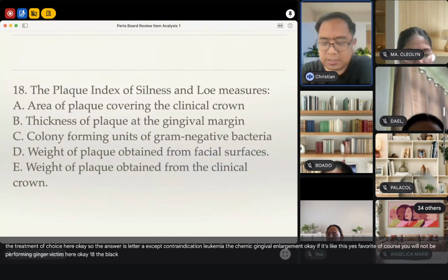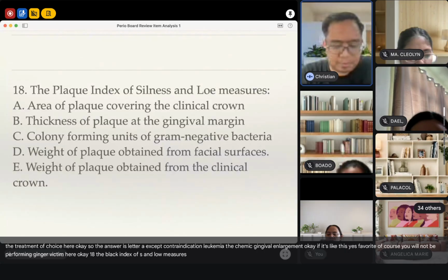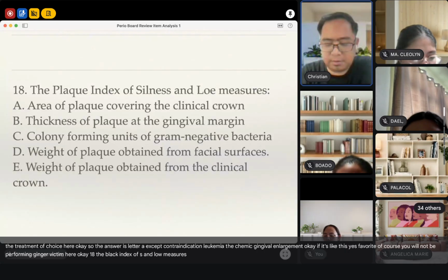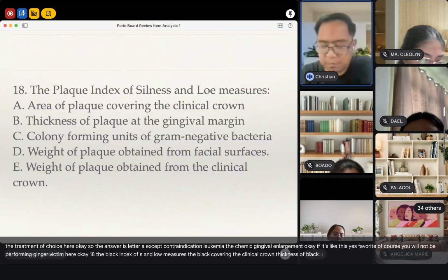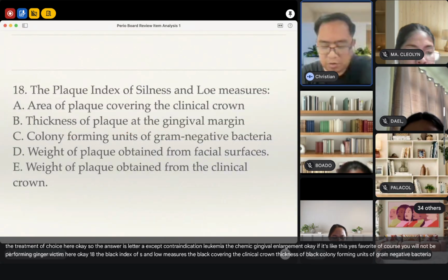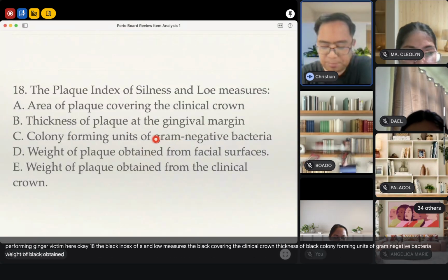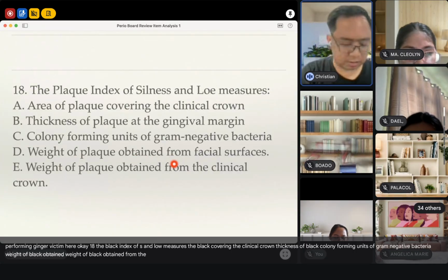18. The plaque index of Silness and Löe measures the plaque covering the clinical crown, thickness of plaque, colony-forming units of gram-negative bacteria, weight of plaque obtained from the clinical crown.